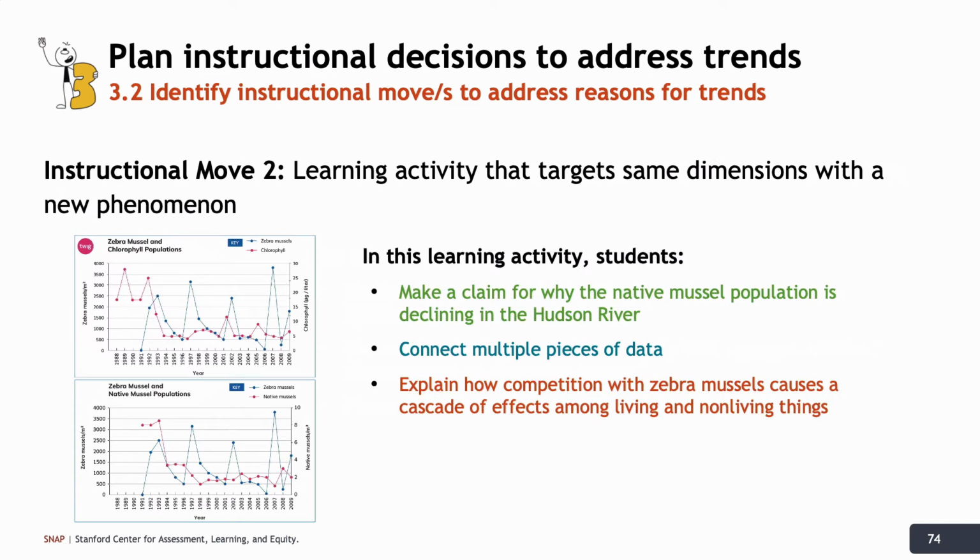Here's an example of what this move can look like if we use it to follow up on the DEAR task. Here, students are expected to connect multiple pieces of data to support a claim for why the native mussel population is declining in the Hudson River. Through their data analysis, students find out that zebra mussels introduced into the Hudson River are competing with the native mussels, and this is causing a cascade of effects within the ecosystem. As you can see by the highlighting, this learning activity hits all of our targeted outcomes and addresses each of the reasons for trends by giving students an opportunity to connect multiple pieces of data and see another example of competition.